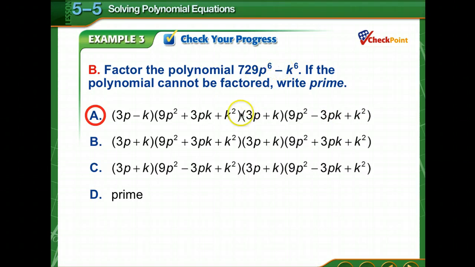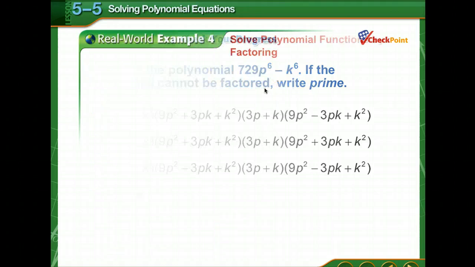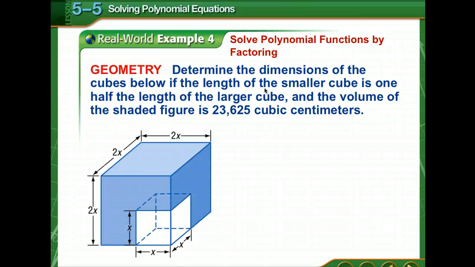3p minus k. So we did the difference of squares and then we did the difference of cubes. Okay, you can use factoring and the zero product property to solve polynomial equations just as you did with quadratic equations. So let's look at this problem.